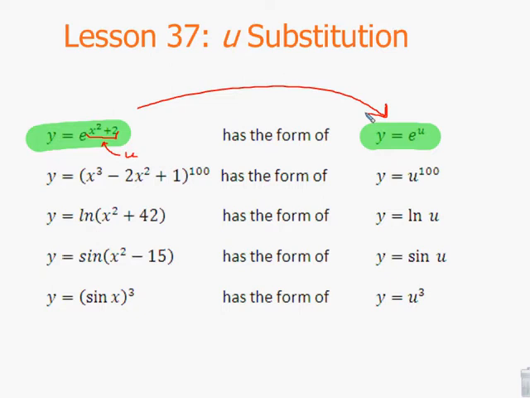Same thing with the rest of these. This next one is really something to the 100th power. It's x cubed minus 2x squared plus 1, but let's just say it's u to the 100th power. So that's what we see here. The next few are similar. This could represent our u, and we would substitute in, and it really looks like y equals natural log of u. Same thing with this one.